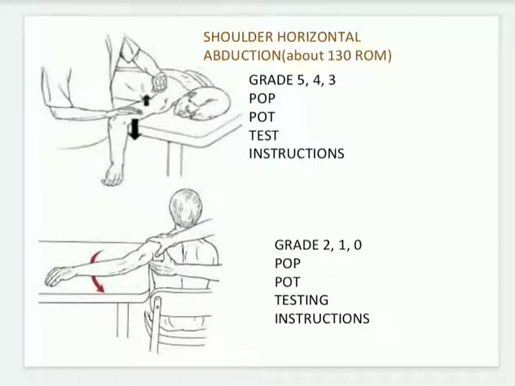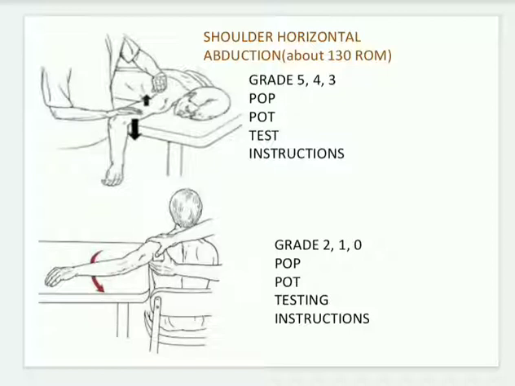And the instructions: lift your elbow up, it means towards the ceiling, as the figure is showing, towards the ceiling. That is your grade 5, 4, 3. And 5 is your maximal, 4 is your minimal, grade 3, no resistance.